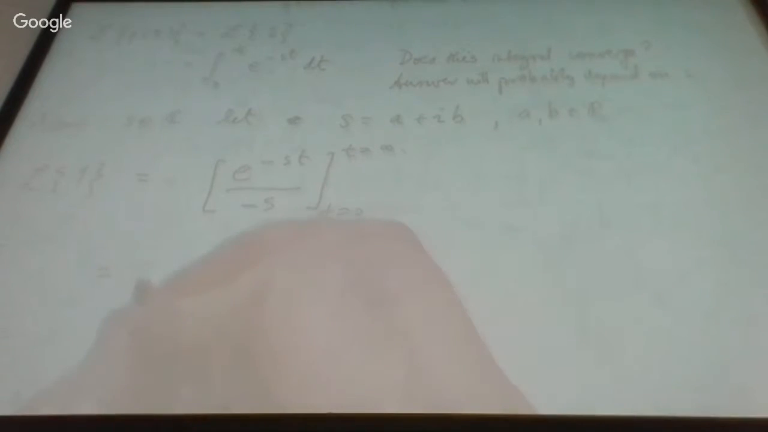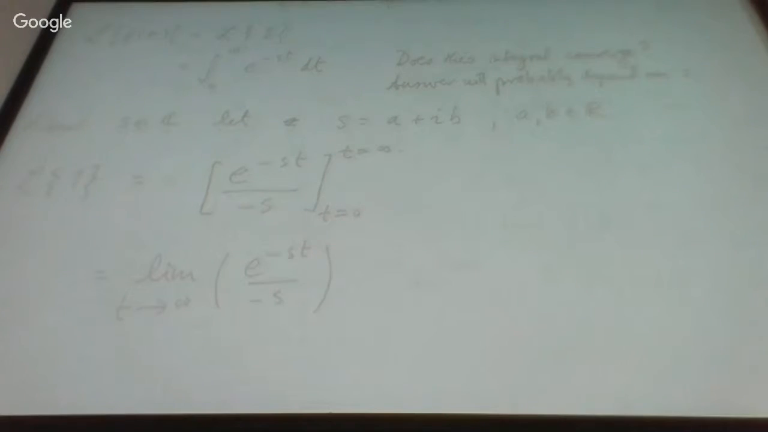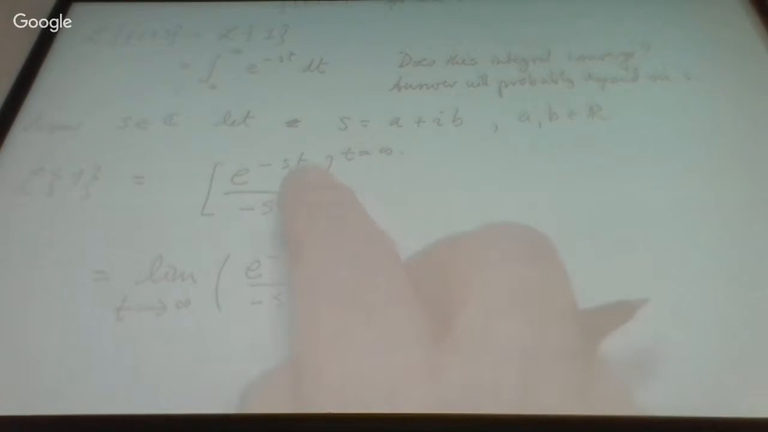And this will evaluate to the limit as t goes to infinity of e to the minus st over minus s. That's what you get when you evaluate the integrated function at the upper limit, t equals infinity. Really, you're taking the limit of it as t approaches infinity. And then minus the evaluation at 0. Now, the evaluation at 0 is pretty straightforward because when t is 0, we're just looking at e to the 0, which of course is 1. So this will be minus 1 over minus s, in other words, plus 1 over s.